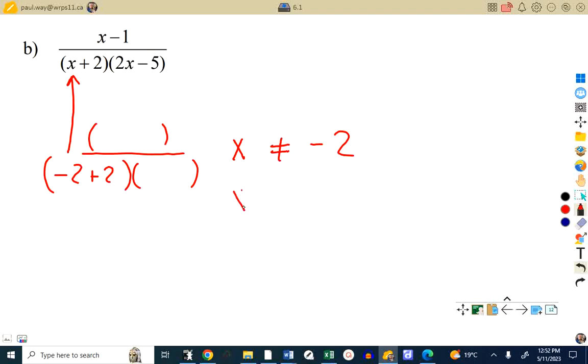Gustav, are you able to look at that other factor on the bottom and tell me what x is not allowed to be? Do you want to give it a shot? No?